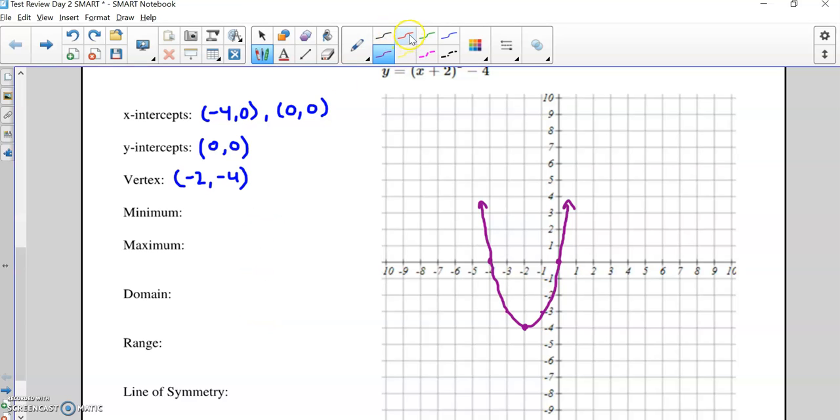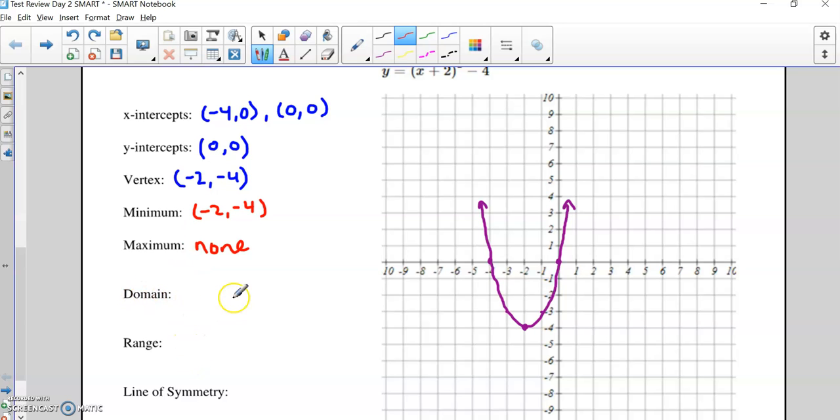So minimum is the lowest point, and here we actually have one, it's our vertex, so we're going to say -2, -4. Our maximum, this thing goes up forever and ever and never stops, so we don't have a maximum, we don't have a highest point.